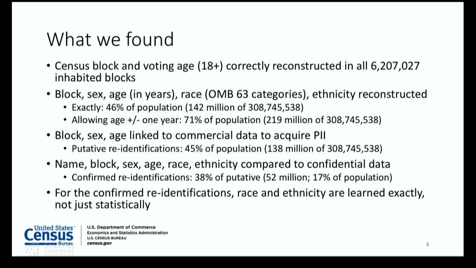The block, sex, age, race, and ethnicity in the reconstructed data exactly match 46% of the population in the confidential data on those 5 variables. So that says that the image of the confidential data that you can build outside the firewall has 46% of the records exactly right on those 5 variables. If you allow age to vary by plus or minus 1 year, then it has 71%, or 219 million of the 309 million records correct.